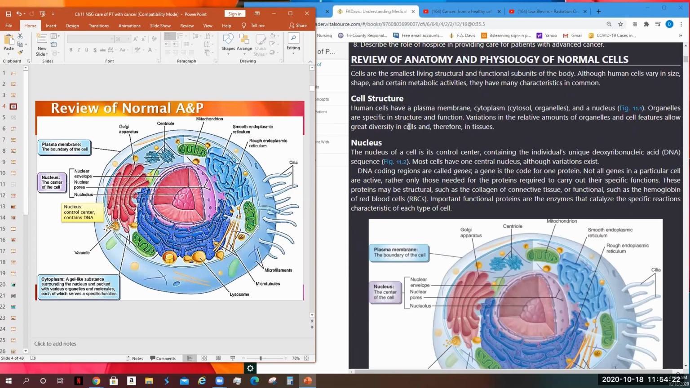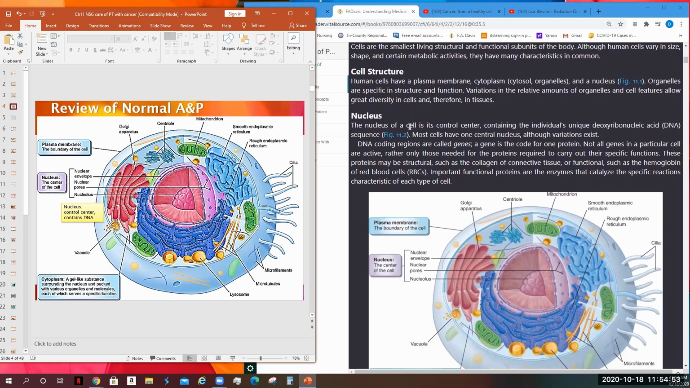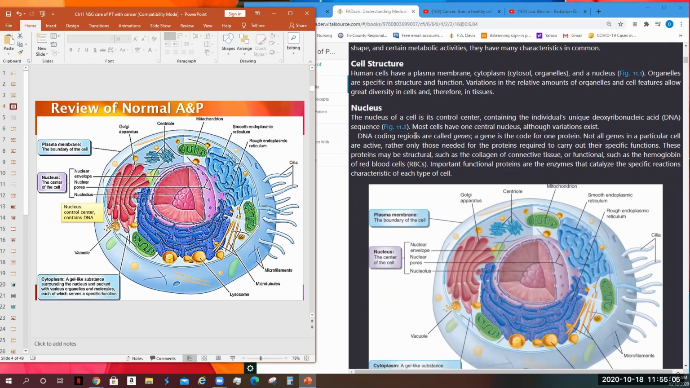Cells are the smallest living structural and functional subunits of the body. Although human cells vary in size, shape, and certain metabolic activities, they have many characteristics in common. Cell structure. Human cells have a plasma membrane, cytoplasm, including cytosol and organelles, and a nucleus. Organelles are specific in structure and function. Variations in the relative amounts of organelles and cell features allow great diversity in cells and therefore in tissues.